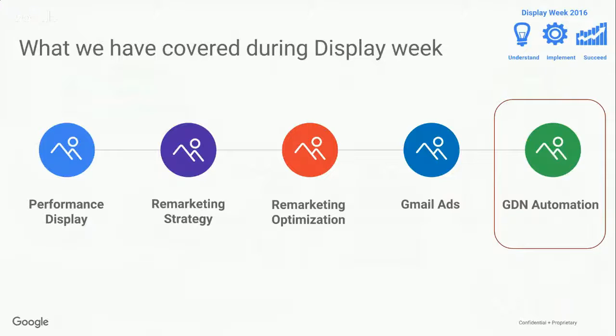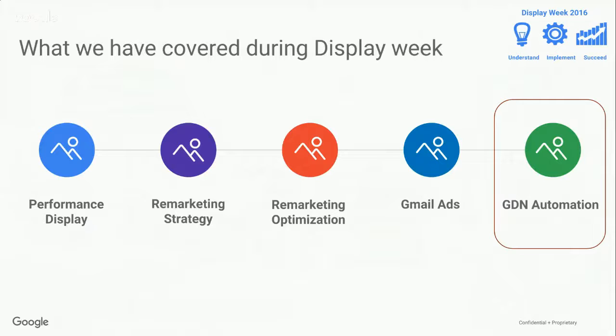So today's topic is automation, and we'll specifically dive into smart bidding and auto targeting and how they can help you both save time, but also improve the performance of your campaigns. This is the last session out of 5.